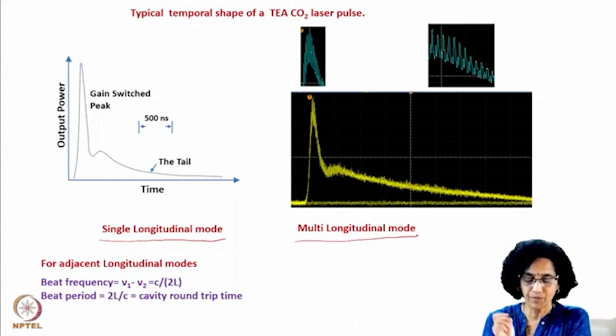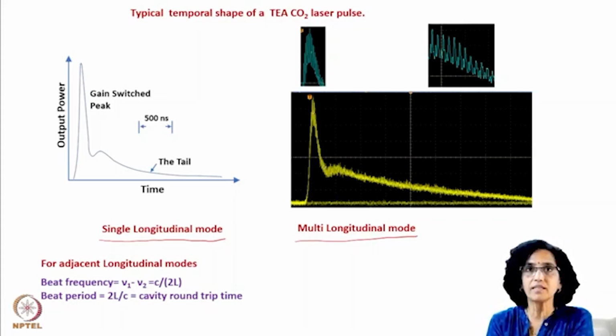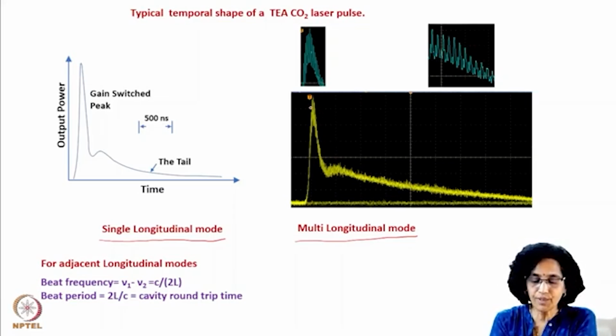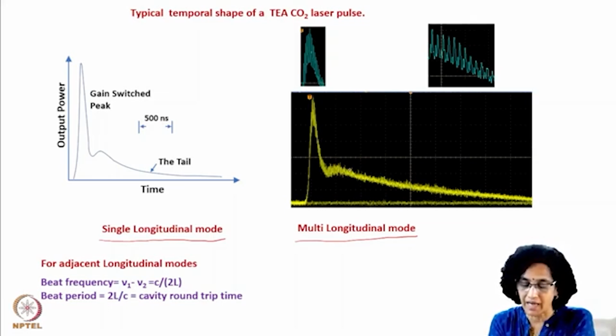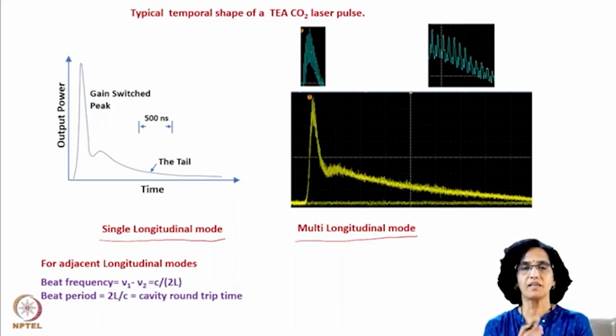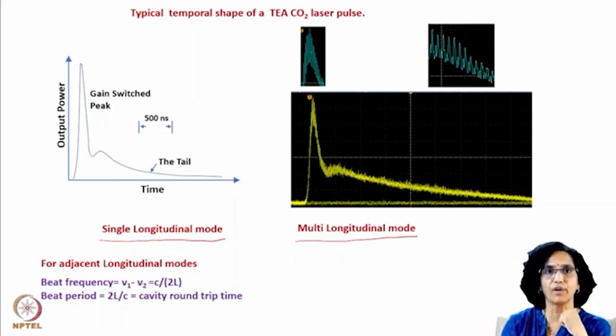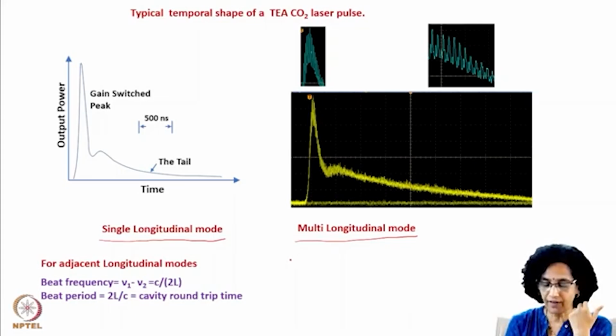How do you know that? You can see that this emission is not as clean as this one. What you see is a lot of noise. While it looks like noise, it actually is not noise. Suppose we say that there are two cavity modes which are lasing. Suppose they are adjacent longitudinal modes. So if the nth mode is lasing, what is its frequency?